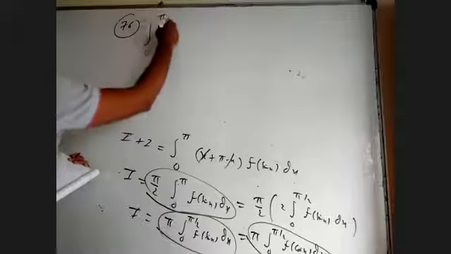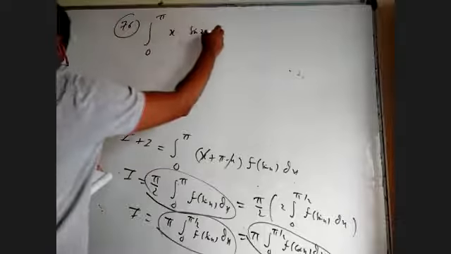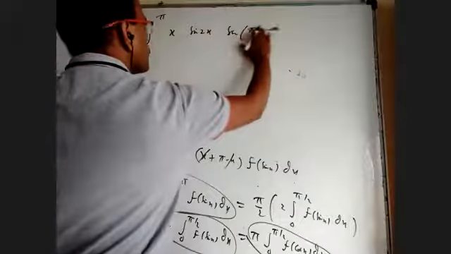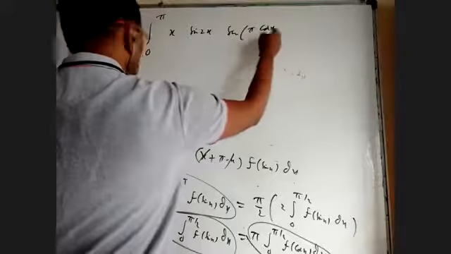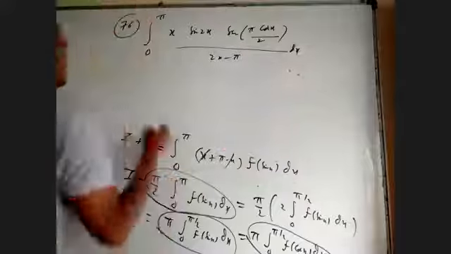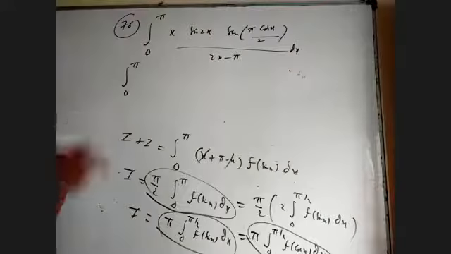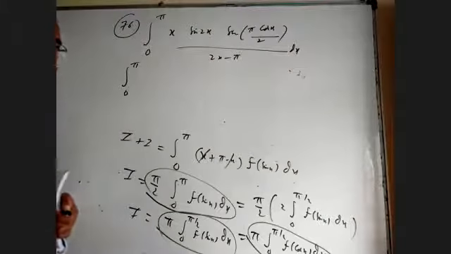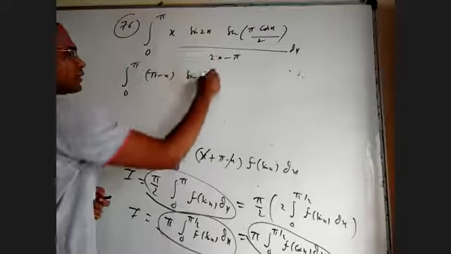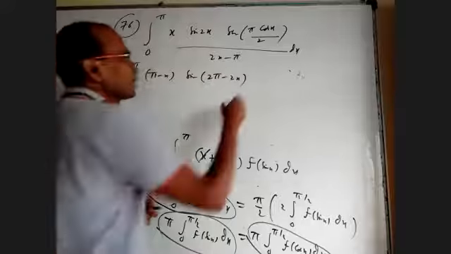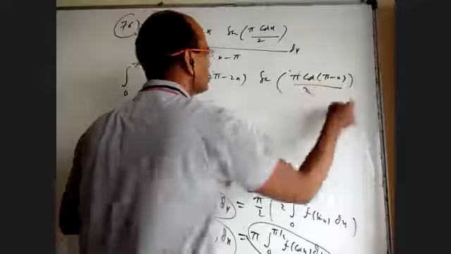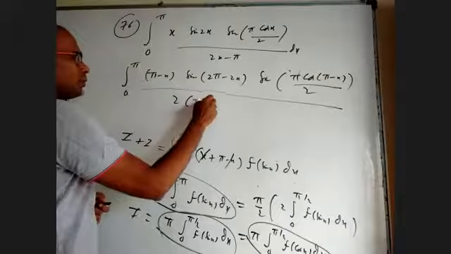Integral 0 to pi, the question is x sine 2x sine of pi cos x by 2 by 2x minus pi dx. Wherever x is there, I can write pi minus x. 0 to a f of x is same as 0 to a f of a minus x. So I can write here pi minus x. Here I will get 2 into pi minus x, which is 2 pi minus 2x. Here sine pi cos of pi minus x by 2, and 2 into pi minus x minus pi.